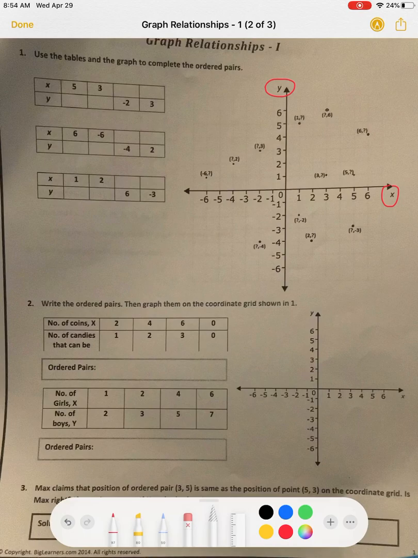Yes, very good, positive 1. So when x is positive 5, then y is positive 1. And if you don't see a positive sign, you automatically know that it's a positive number. Let's go to one that has a negative number.